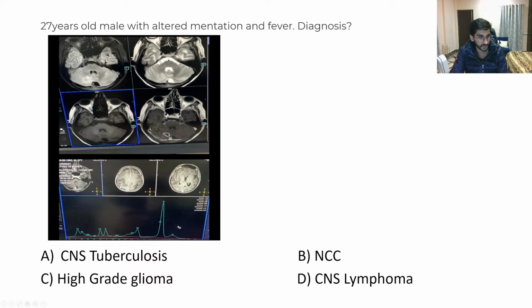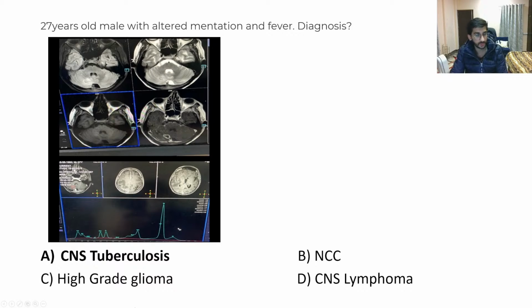Also, you see here there is pachymeningitis, sorry, this is leptomeningitis, and there is one lesion here in the right cerebral hemisphere and one in the cerebellar hemisphere with a lipid lactate peak. So the diagnosis to this was CNS tuberculosis. It was not anaplastic glioma because of the lipid lactate peak.